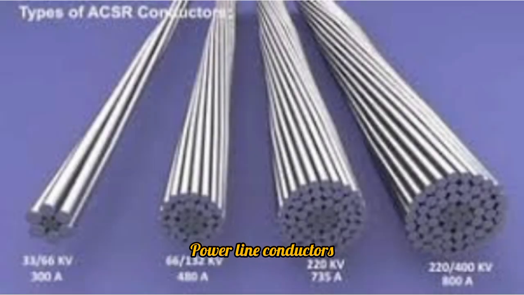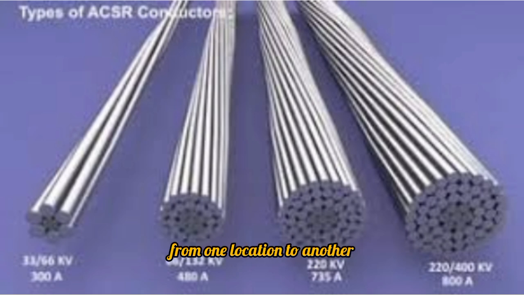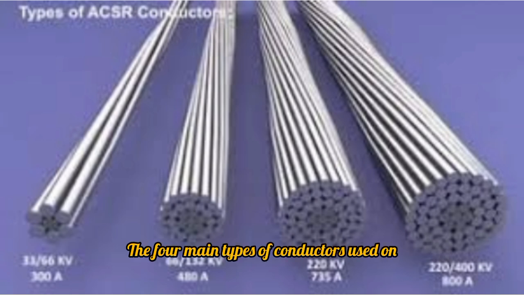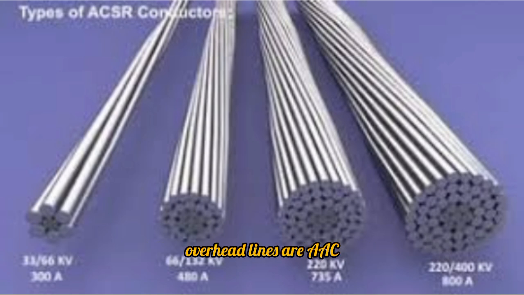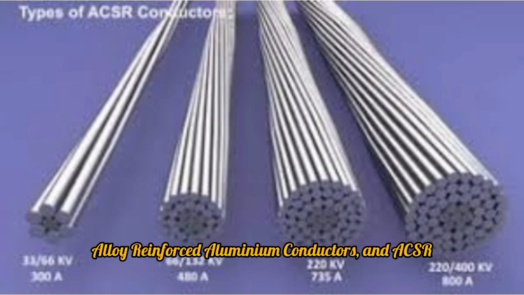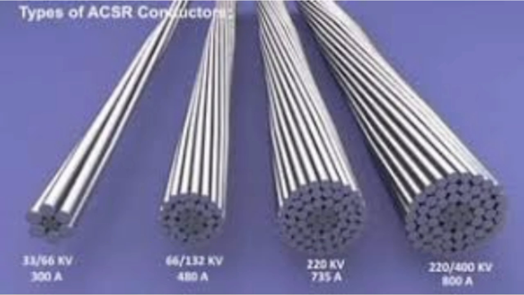Power line conductors. Conductors are components attached to power lines to promote the passage of electricity from one location to another. They also help to boost the safety of the electrical network. The four main types of conductors used on overhead lines are AAC, all aluminum conductors; AAAC, all aluminum alloy conductors; ACAR, alloy reinforced aluminum conductors; and ACSR, steel reinforced aluminum conductors.